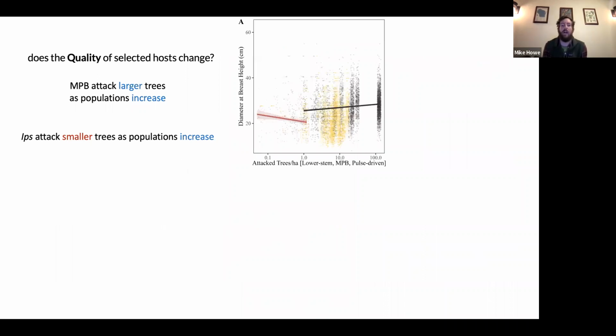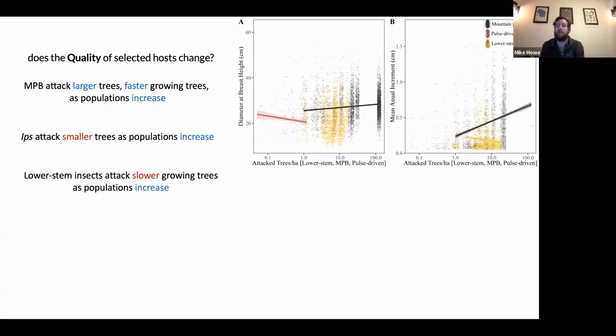Okay, so then secondly, we can look at whether the quality of selected hosts changes. So again, our x-axis is the attacked trees per hectare, and I'll be showing a selection of different y-axes, starting with diameter at breast height in centimeters. And so what we see is that mountain pine beetle attack larger trees as populations increase, whereas Ips pini attack smaller trees as populations increase. And I'm not showing the line for the lower stem insects because it was not significant.